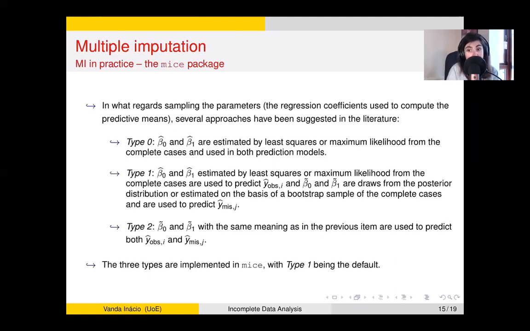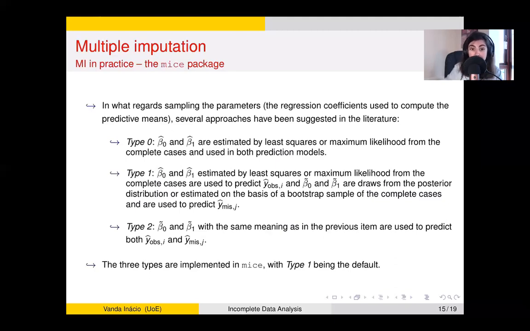And type 1 is the default in mice, and then type 2 is to do exactly what we are doing for the missing values in type 1, but both for predicting the means of the observed cases and the missing cases. So basically what we do is random draws to predict both means. It has some problems because then we are doing the difference and the randomness of the parameters. There is a very technical argument that it cancels out, and that's why the type 1 approach is the default in mice.